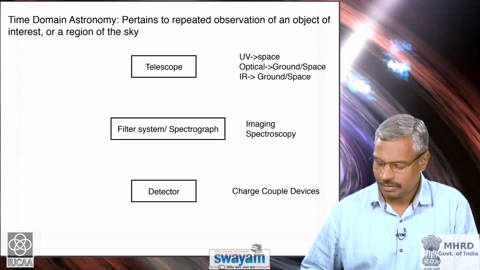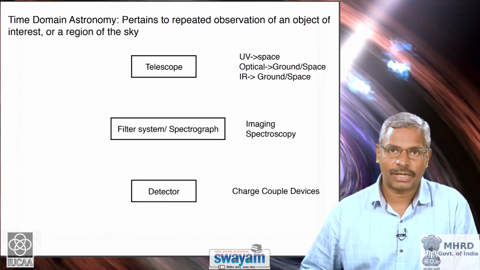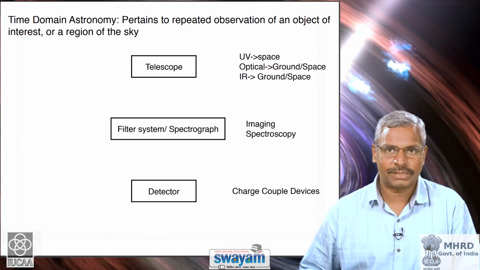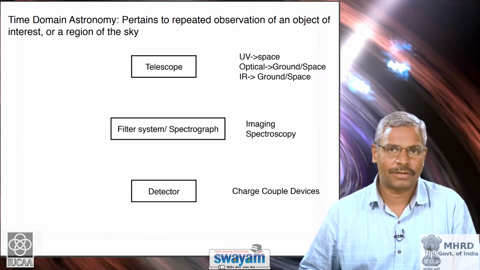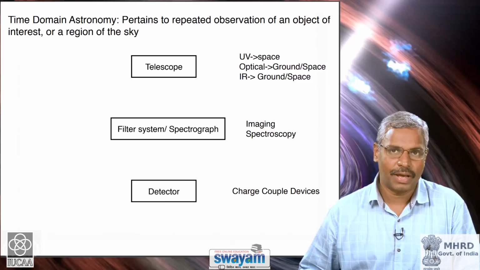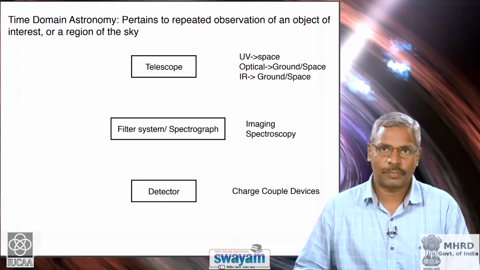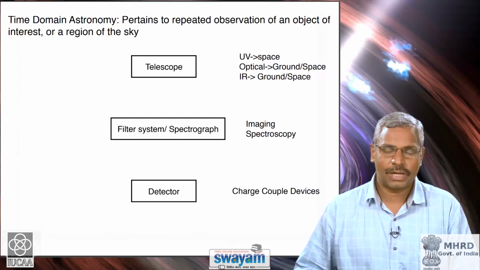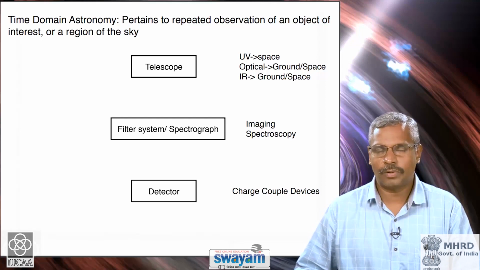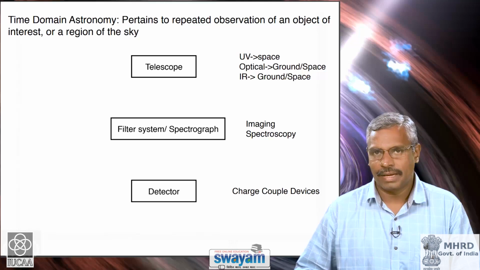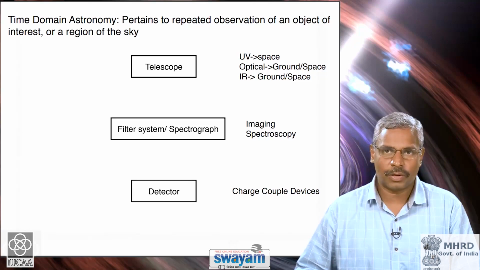To do that, the basic requirements are a telescope. The light from the telescope will pass through either a filter system or a spectrograph, depending on whether you do an imaging observation or a spectroscopic observation, and finally, the images are recorded on the detector. If you talk of UV, the observations need to be done from space. In the case of optical, you can carry out the observations both from ground as well as from space. In IR also it is possible from both ground and space.